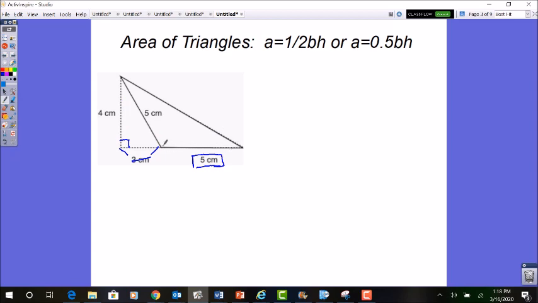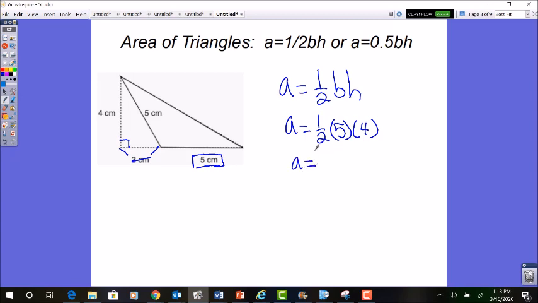Again, we only want the base of the actual triangle. So this imaginary line is just showing us where it would meet the height. And again, the height is coming from the highest point of the triangle. So we're going to start with the formula. So area is 1/2 the base times the height. So I'm going to do 1/2 times 5 times 4.